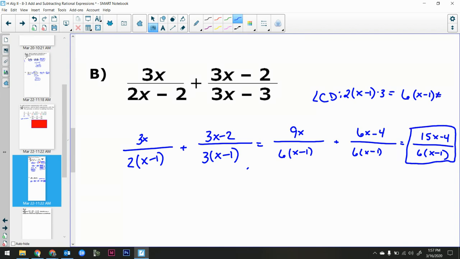Okay, the LCD can't be equal to 0. Well, 6 is never equal to 0, so there's no solution there. x can't be 1. Okay, all right, let's keep it rolling here.